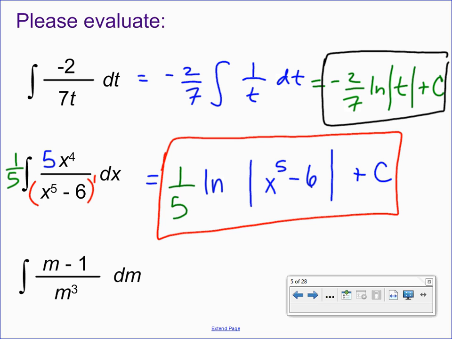So can we do u substitution or power rule? Well, what's the derivative of m cubed? 3m squared, and I don't have m squared. In fact, I have a single m. And while I can provide all kinds of constants when I'm integrating or differentiating, I can't provide variables. I can't add an m to that.